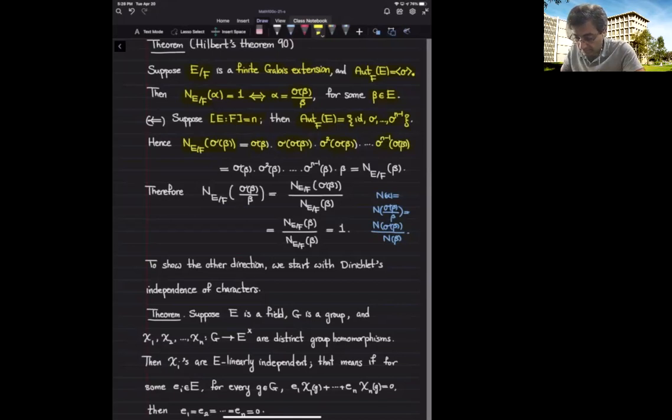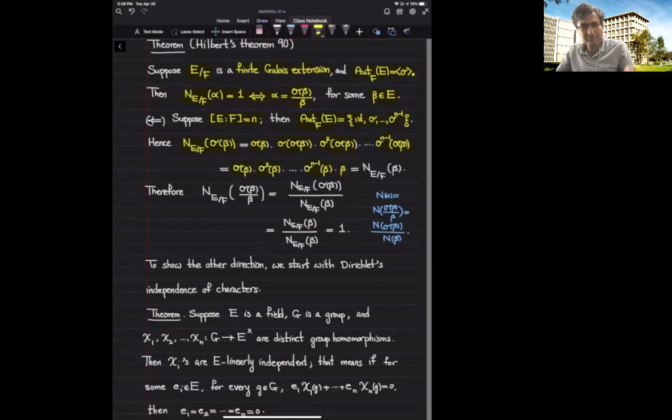So sigma of beta, we don't touch it. And then the next one is sigma squared beta. The next one is sigma to power 3 beta. The one before the last one is sigma raised to power n minus 1 beta. And the last one is sigma to power n beta. But sigma to power n is identity because sigma generates a cyclic group of order n. So sigma to power n is identity. That means sigma to power n beta is just beta.